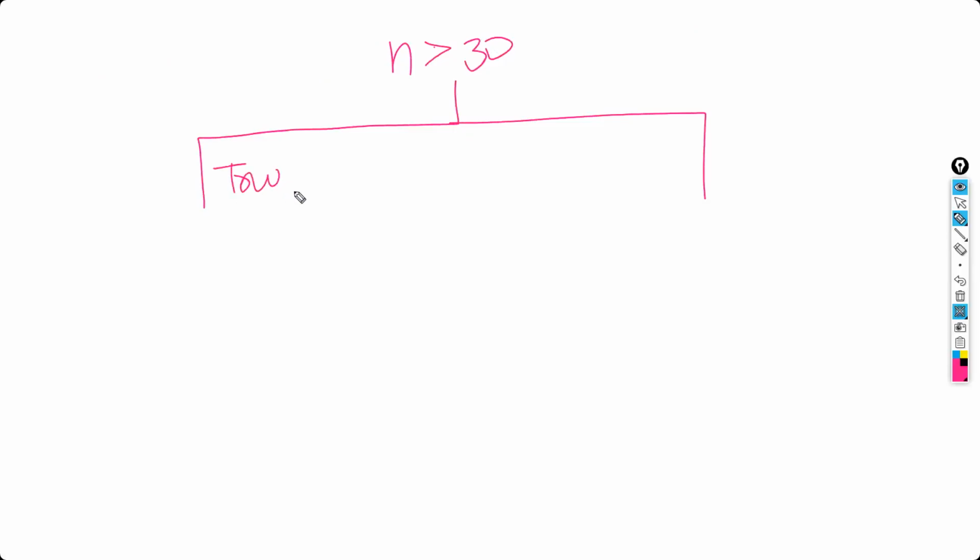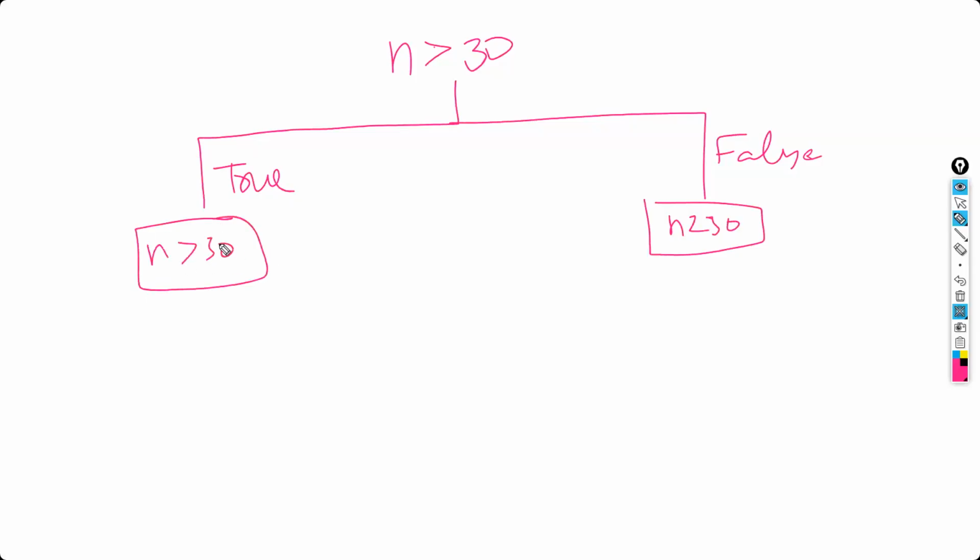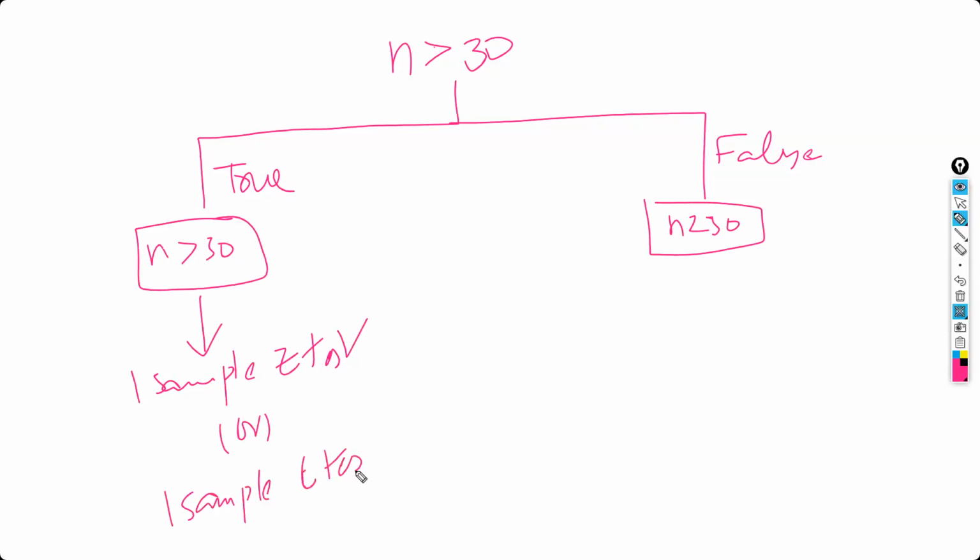So first you have to check whether the number of samples is greater than 30 or less than 30. If it is greater than 30, true. If it is false, false means what? The number of samples is less than 30. True means the number of samples is greater than 30. When it is greater than 30, either you can apply one sample Z test or one sample T test. Choice is yours. You can apply whichever you want. Values will be almost the same.